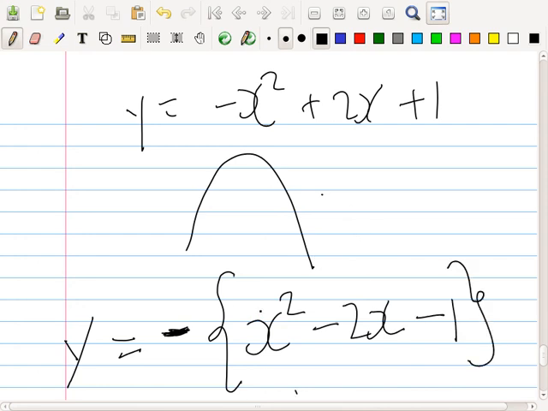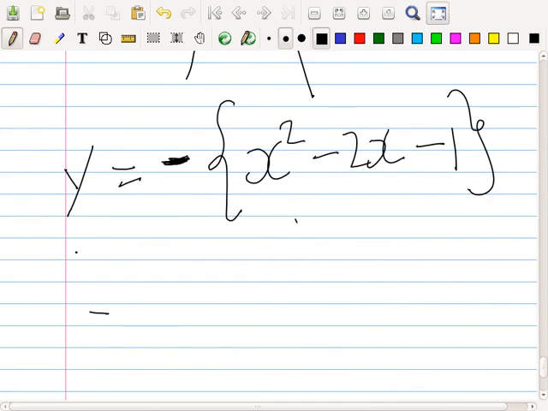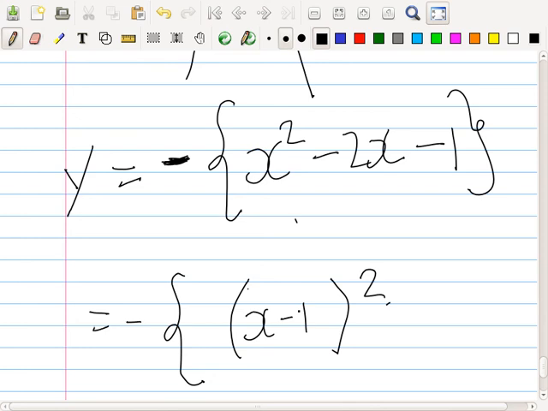I took the minus out into the front. So then all the signs got changed. Now let's do it like before. What do I have here? X minus 1. And then what's minus 1 squared?